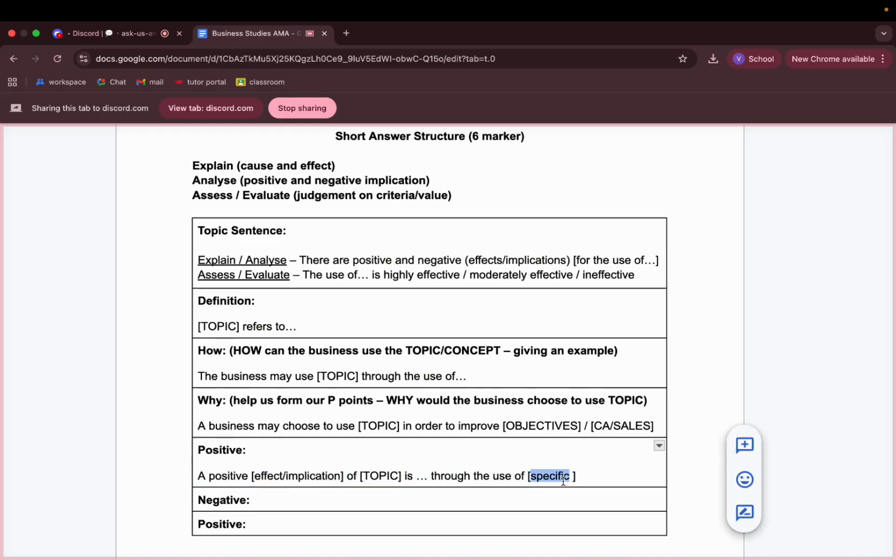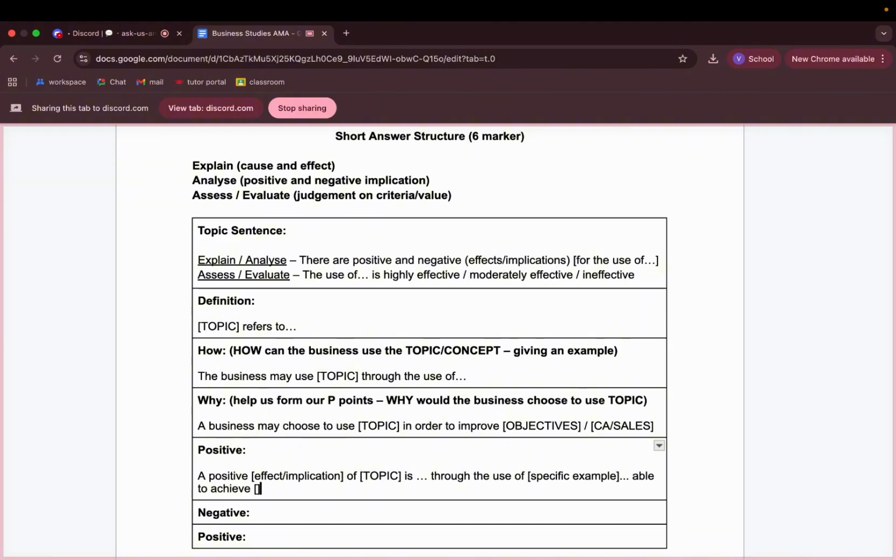So I've given the example of a factory rather than just keeping everything vague through the use of, so specific example. And then we're able to achieve, and we have to link every single positive point, every single negative point back to an objective. So a positive effect / implication of the topic is, whatever it might be, through the use of, give a nice example, thus we're able to achieve one of the objectives of finance or one of the objectives of HR, operations, marketing, whatever it might be.